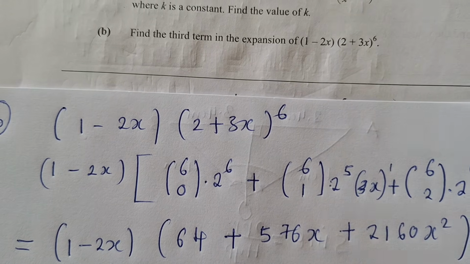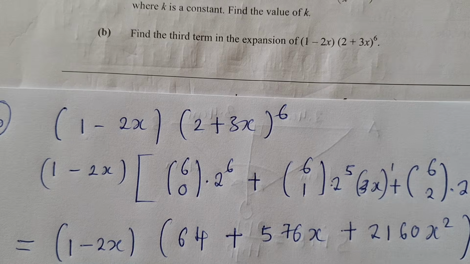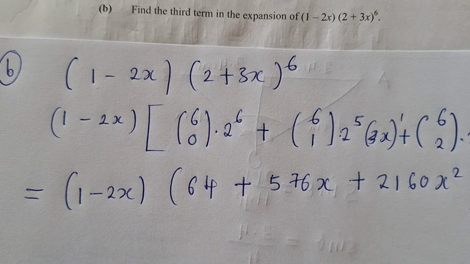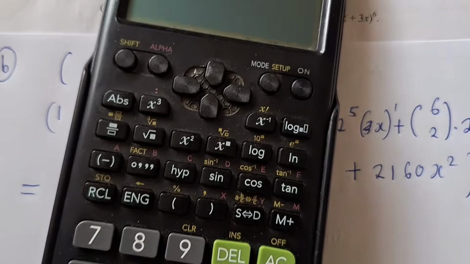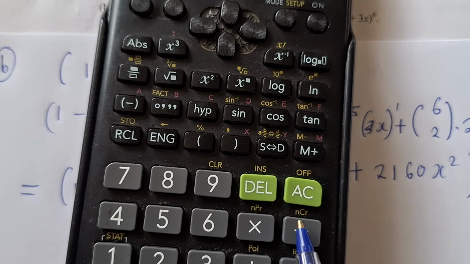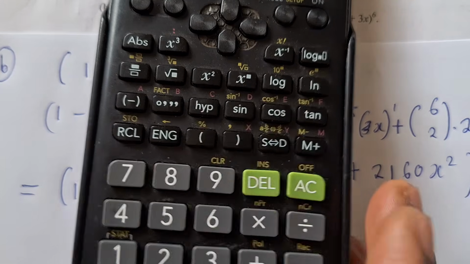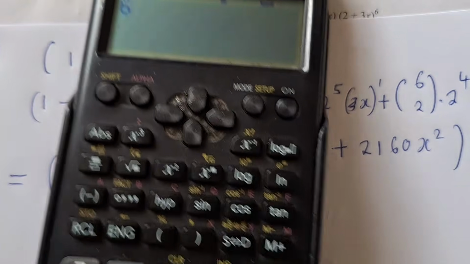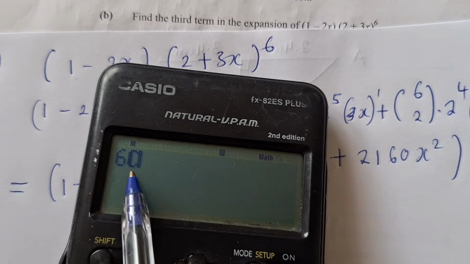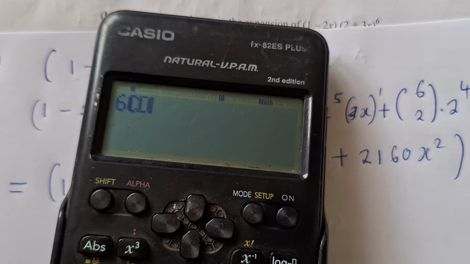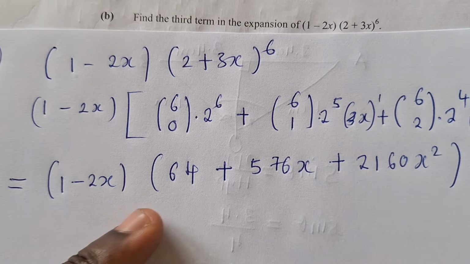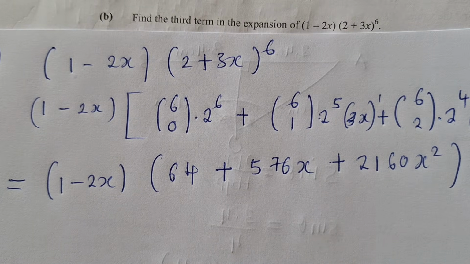Okay, so to those people wondering how I am finding this, like 6 choose 0, you just go to your calculator, punch 6, and then you go to this nCr. So you're going to press shift, then you press nCr. It's going to bring some kind of a C, and then you put the number that is down. So 6 choose 0, it will give us what? A 1. Just like that.